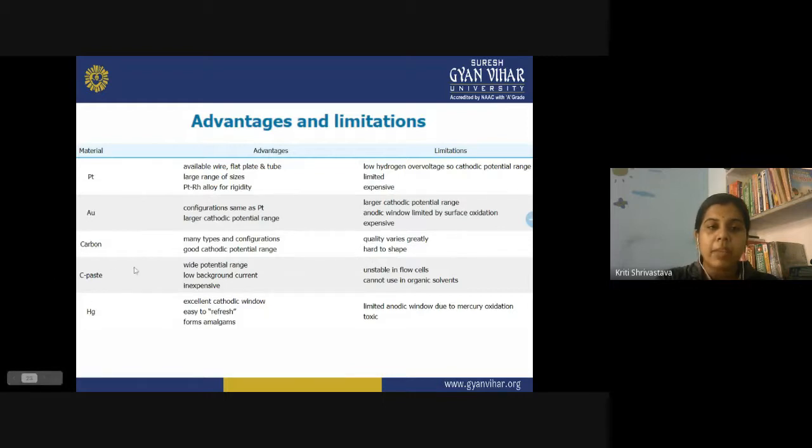Then the carbon paste has a wide potential range, low background current, and is inexpensive, but it is unstable in flow cells and cannot be used in organic solvents. You cannot use it in an organic solvent; it will get dissolved. Lastly, mercury has an excellent cathodic window, is easy to refresh, and forms amalgam. These are the three major advantages, but it has a limited anodic window due to mercury oxidation, and also it is a very toxic metal. So its disposal creates problems.